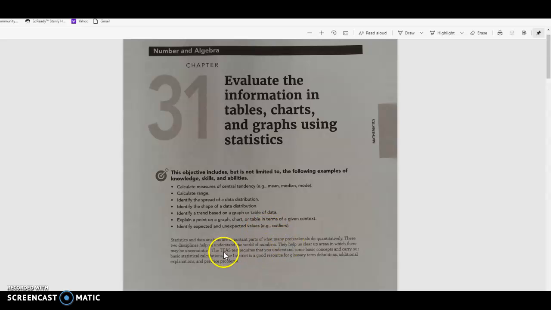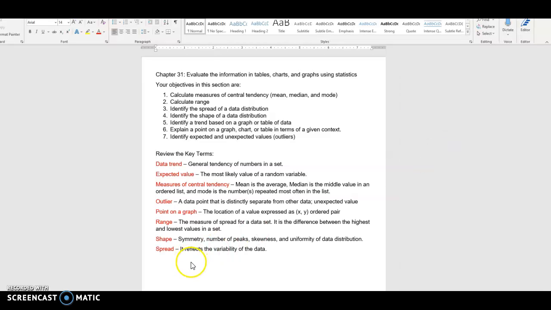And to be successful on the TEAS test requires that you understand some basic concepts and carry out basic statistical calculations. Before we get started in the book, there are a few key terms listed in my lecture notes that you need to be familiar with. A data trend is a general tendency of numbers in a set. Expected values are the most likely value of a random variable. Measures of central tendency, which we talked about, are the mean, the median, and the mode. We'll get more in depth on those in a few moments.